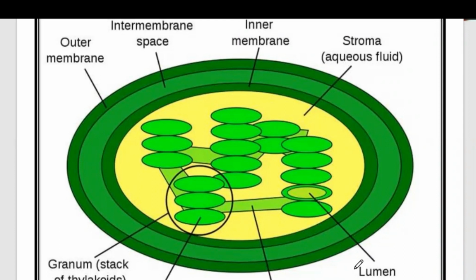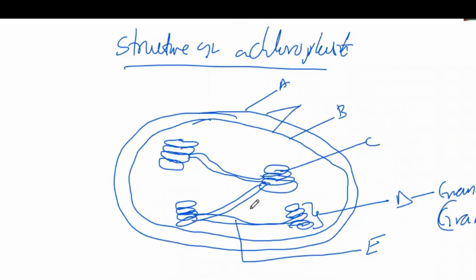So this is a simple structure of a chloroplast. But these chloroplasts, these structures, they don't just hang in the air. Inside here, there is a fluid. This fluid is called stroma.